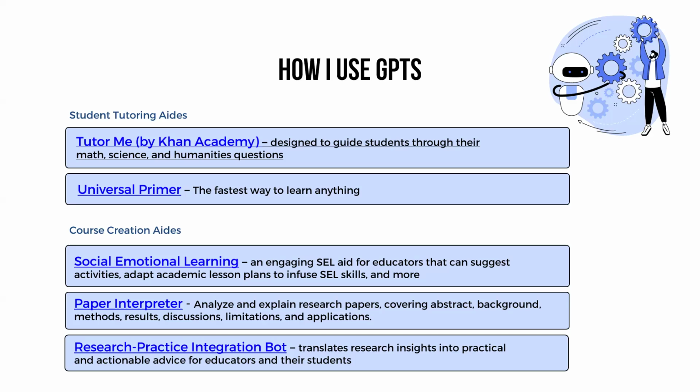And there are things like the paper interpreter, which analyzes and explains research papers, and then allows you to break down these complicated papers into small pieces that are easier to understand. It will let you look at the abstract, the background, limitations and applications, all in a reduced and easier to understand manner. It's a very neat tool.